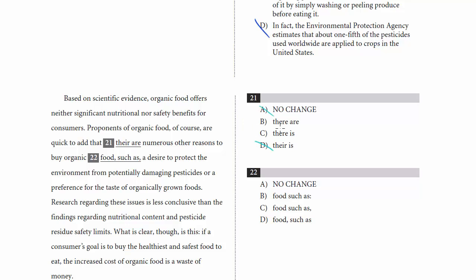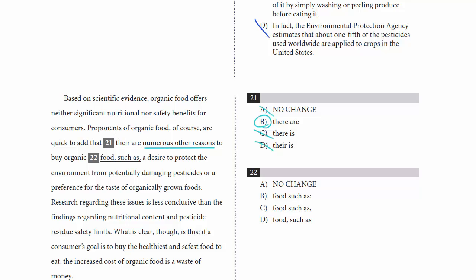Looking at B and C, the difference here is between is and are, singular, plural. Do we need it to be plural or singular? Well, the subject of this is numerous other reasons, right? There are numerous other reasons. So for that reason, we're happy with plural, and we would get rid of C. If you read with is, it just doesn't sound right because it's got to match with the numerous other reasons. It's got to agree. Proponents of organic food, of course, are quick to add that there is numerous other reasons. No, there are numerous other reasons. So for that reason, we will stick with are and go with B.